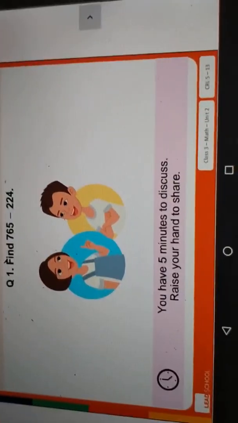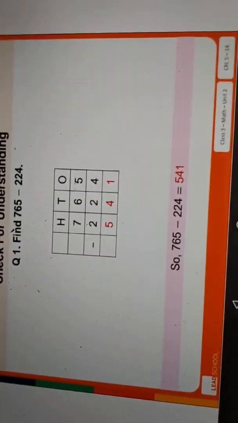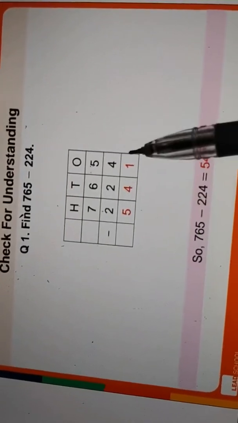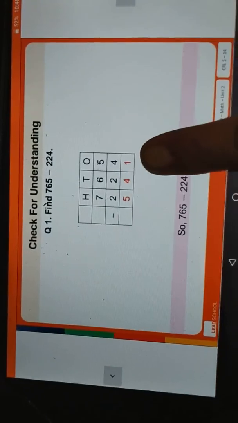Okay students, let's check the answer now. In 765 minus 224, first of all we have to draw the place value box. In that box we write 765 minus 224. 5 minus 4. 5 on your fingers, cut 4: 1, 2, 3 and 4. So the remaining number is 1. So what do we have to write here, students? 1.